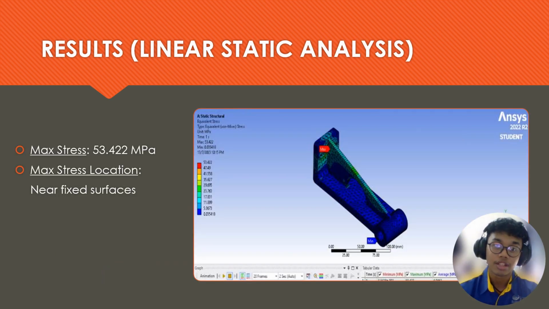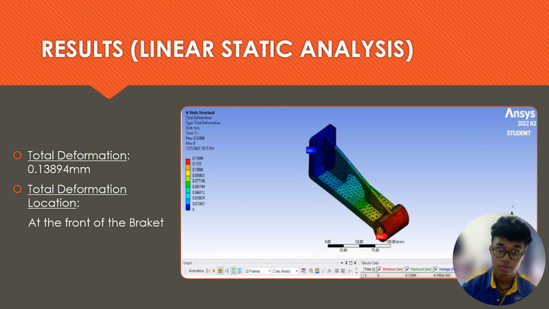Okay, for the result of the linear static analysis, we got a max von Mises stress of 53.422 MPa. The stress location is near the fixed surface of the geometry. For the linear static analysis, the max total deformation of the geometry is 0.13894 millimeters and occurs at the front of the bracket.